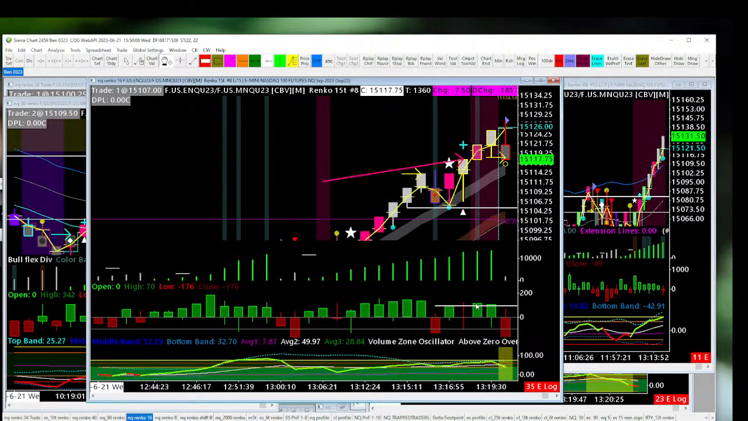Well, they do that, and you can see here they went up in close compared to this close, but they did not make a higher high. And they definitely didn't go as high as these ones. Uh-oh.